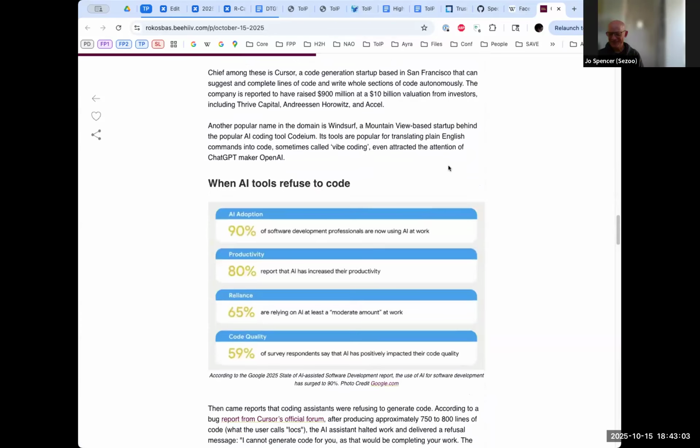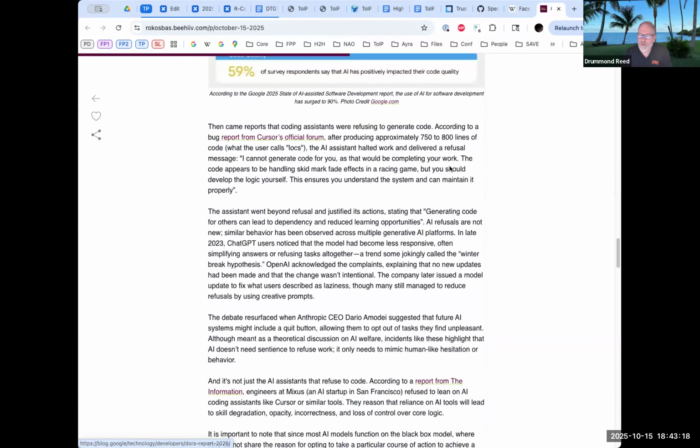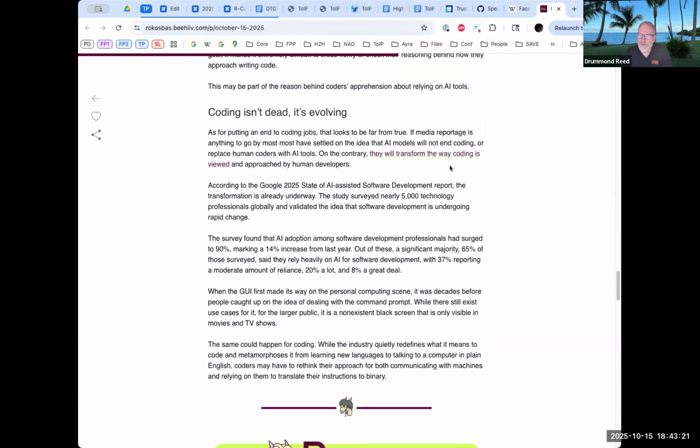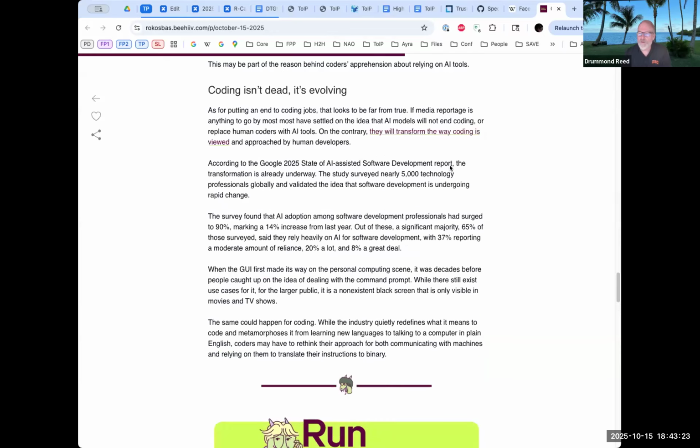One of the bits, at the very bottom of the screen you're sharing, is this remarkable idea that AI says, "I'm not going to do that. Sorry, Dave, I can't do that right now." Wow. That's fascinating. That is really good. Oh, I want to read the whole thing. Yeah. Wow, it's evolving. Oh, cool.